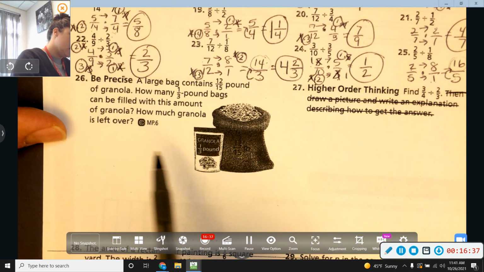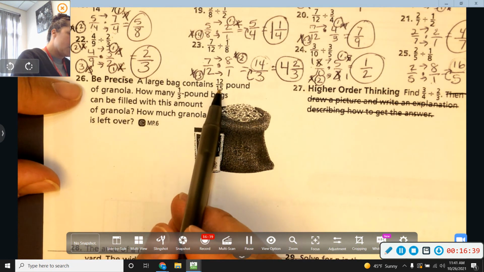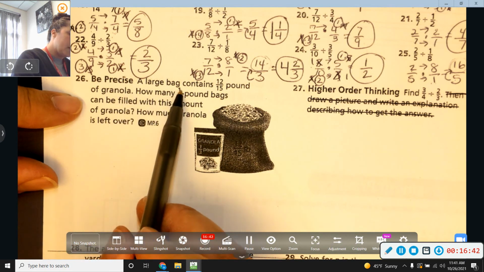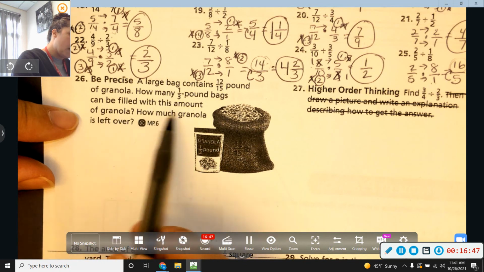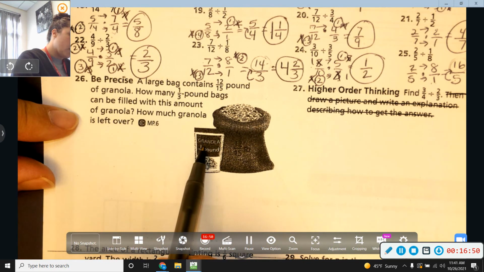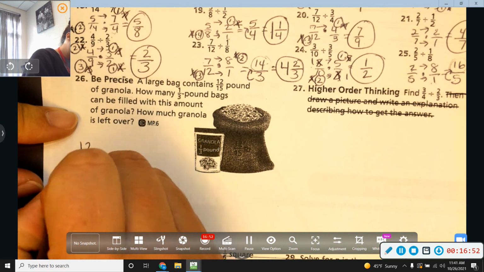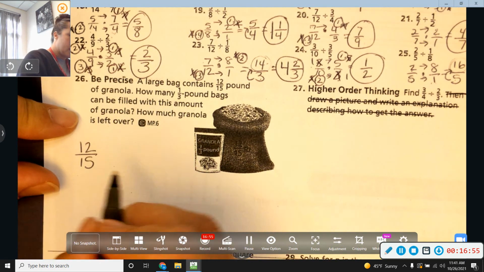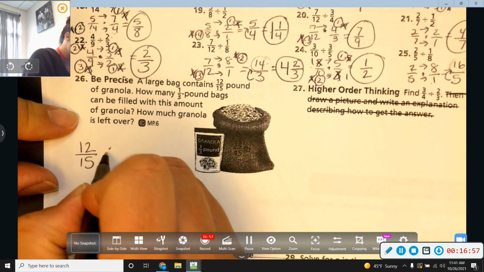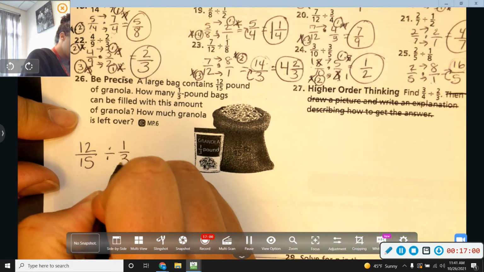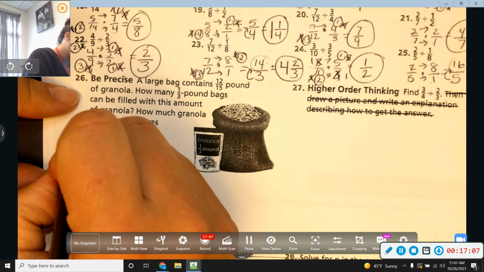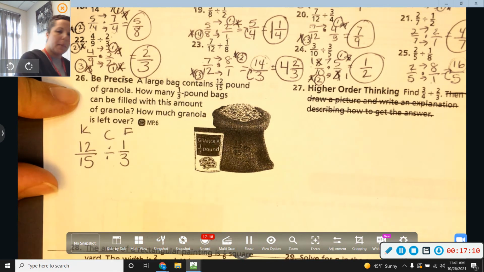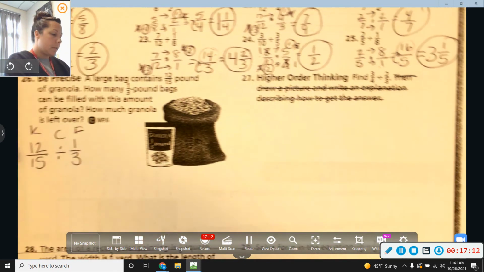26. A large bag contains 12/15 pound of granola. How many 1/3 pound bags can be filled with this amount of granola? How much granola is left over? So if I have 12/15 of a pound, and I want to divide that into 1/3 pound bags, how many do I get? Well, keep, change, flip. I'm going to let you work this one out.